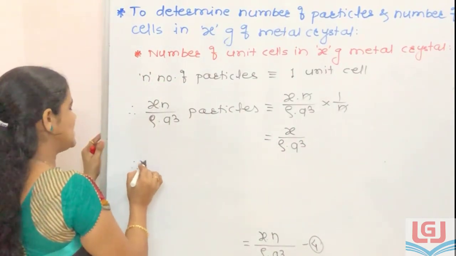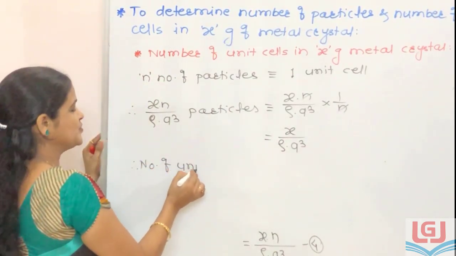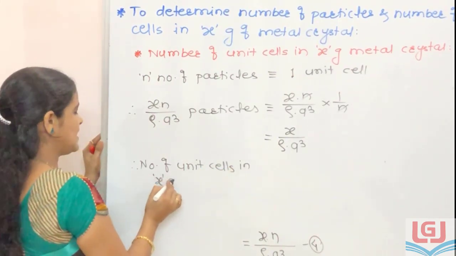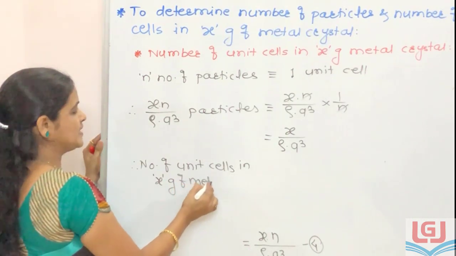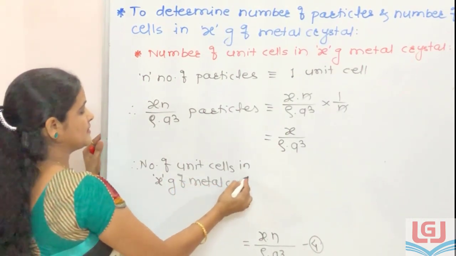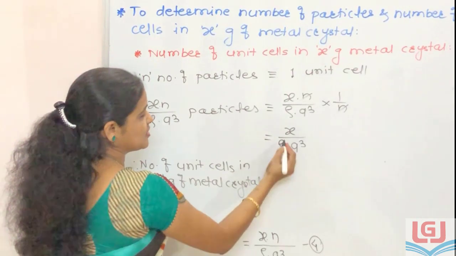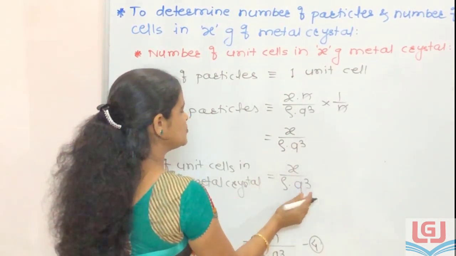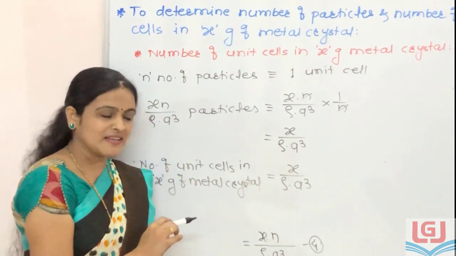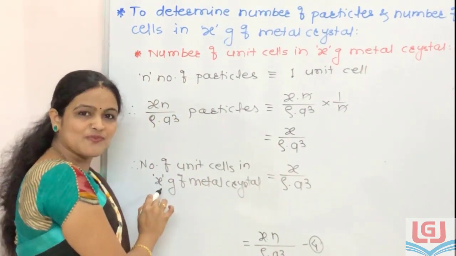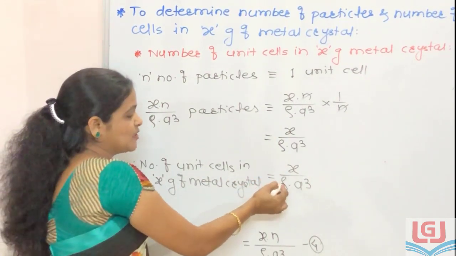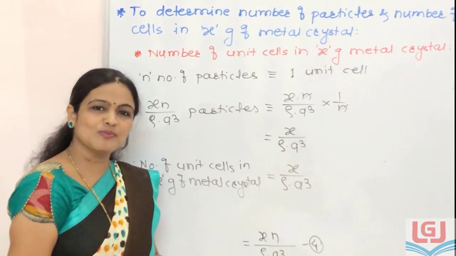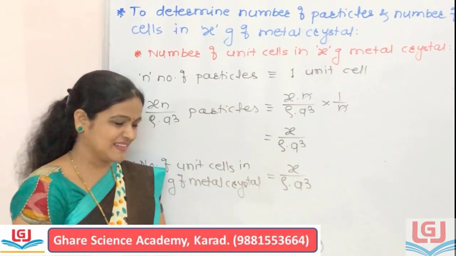Therefore, we can say that number of unit cells in x gram of metal crystal are equal to x upon rho into a cube, where x is the mass of metal crystal in gram, rho is the density, and a cube is the volume of unit cell.